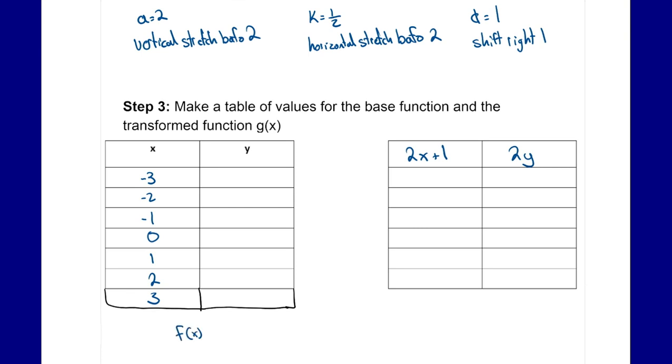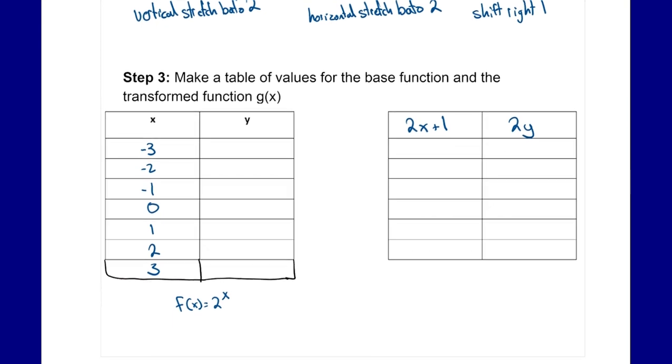the f at x, is equal to 2 to the power of x. Right, so this is important. So for the key points, the x values can stay the same, but our y values are going to vary depending on what the base function is. That's why we also needed to determine what the base function was. Because I need to take all of these points and plug them into this function.